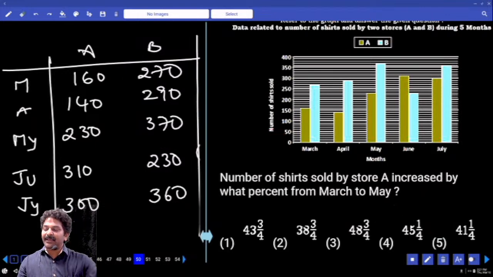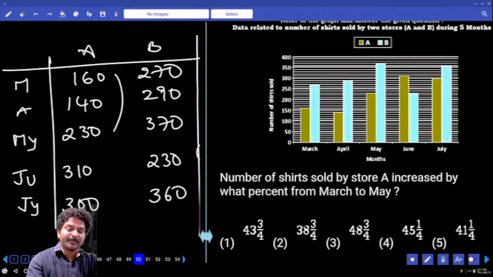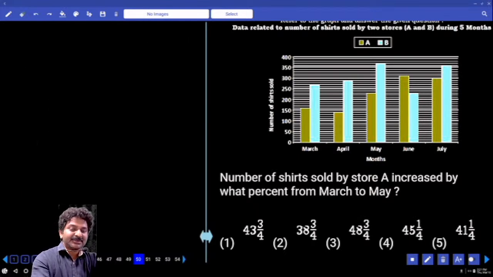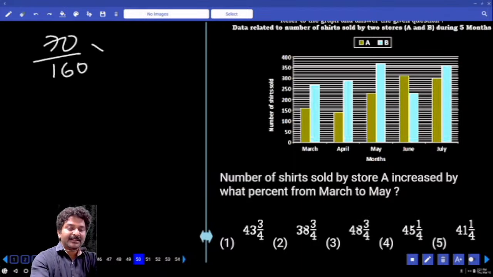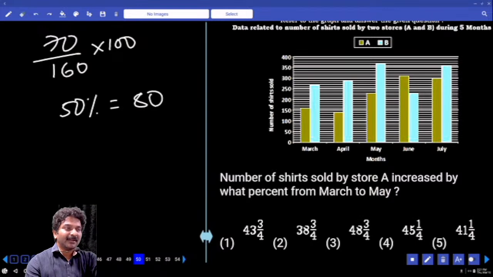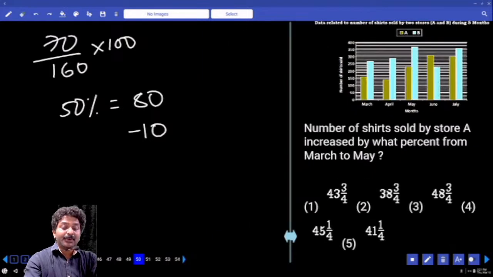The number of shirts sold by A increased by what percent from March to May? March to May, 160 becomes 230. Increased by 70 from 160. So 70 increase from 160 into 100. Correct? What is 50% of the denominator? But how much is our numerator? To get that, you need to subtract 10 only. How do you get 10? Using 80.